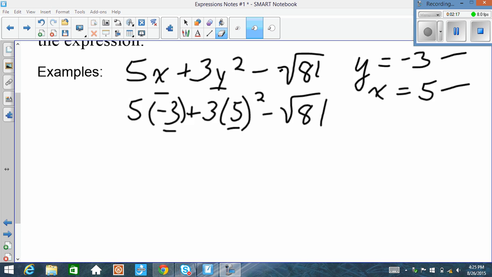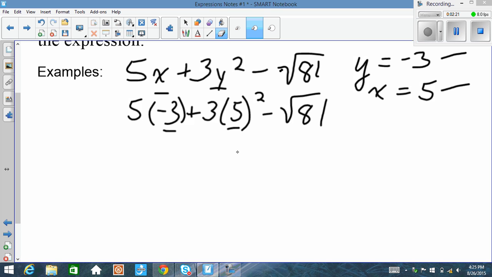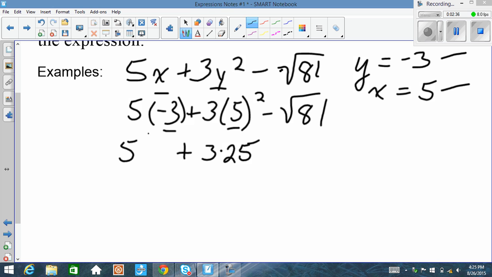We continue with following the order of operations. We would do the 5 squared first, powers first in the problem. And so we get 25 times 3 plus 5 times -3 minus the square root of 81.